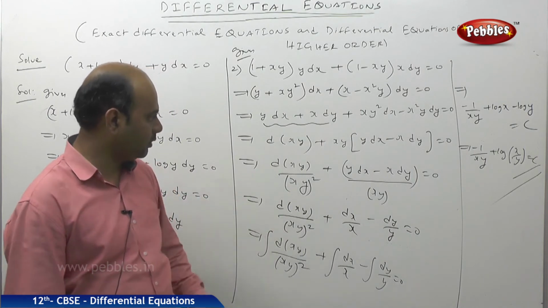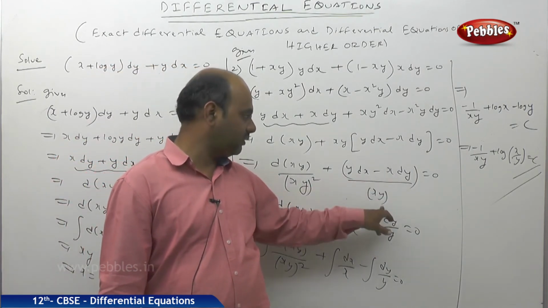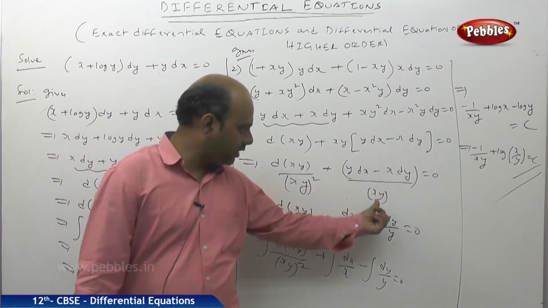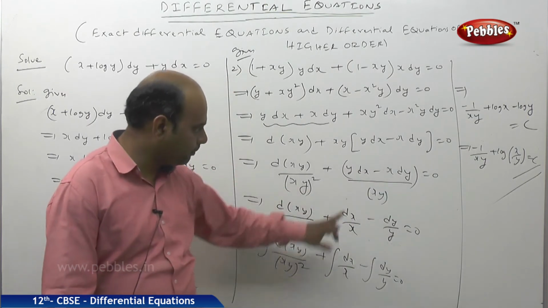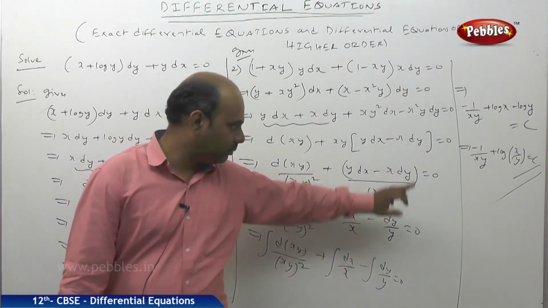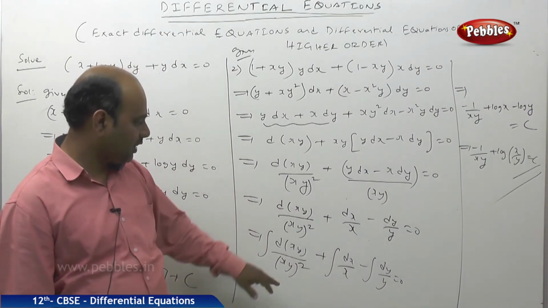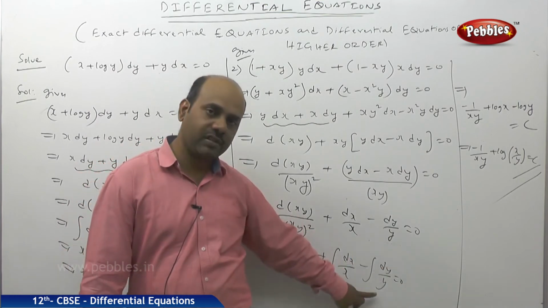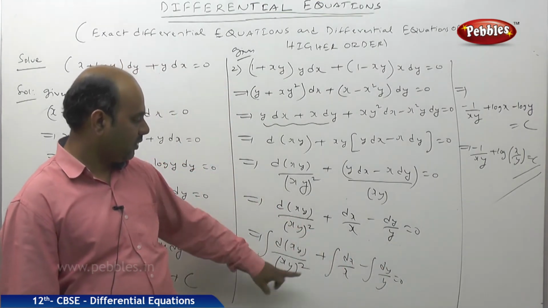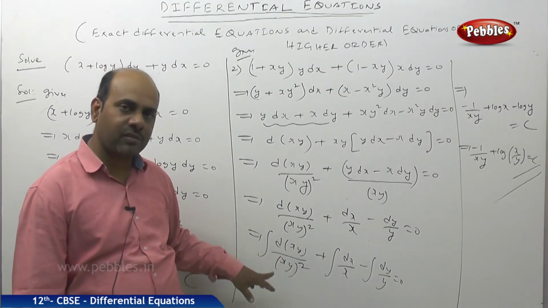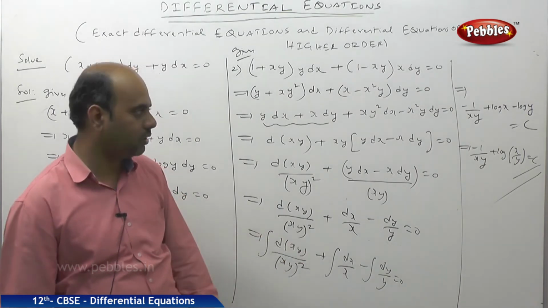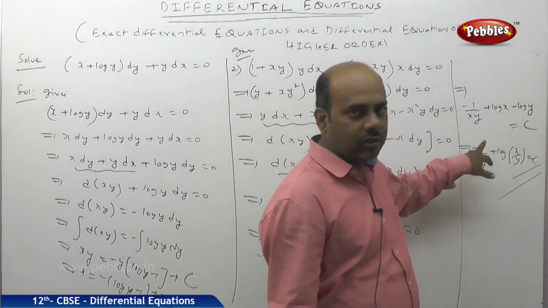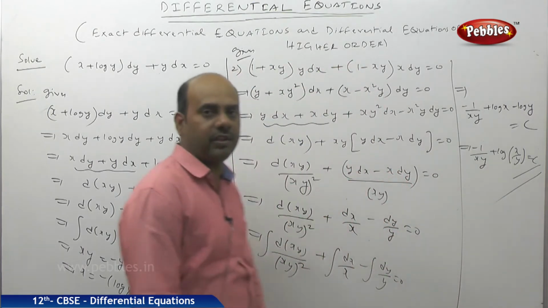D of xy by xy whole square plus y dx minus x dy by xy equal to 0. So d of xy by xy whole square, a minus b by c means a by c minus b by c, so y dx by xy minus x dy by xy. Integral means d of xy by xy whole square plus integral of dx by x minus integral of dy by y. The integral of 1 by x square dx means minus 1 by x. So minus 1 by xy plus log x minus log y equal to c. So minus 1 by xy plus log of x by y equal to c.